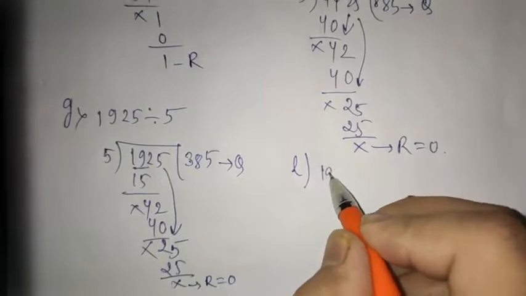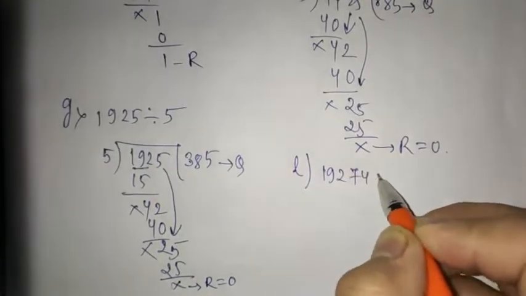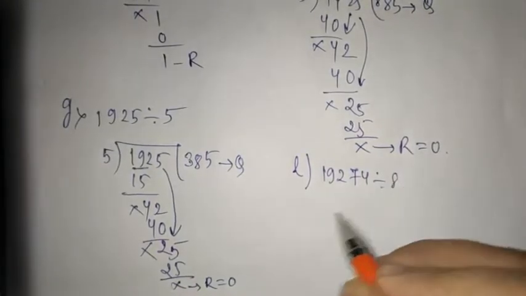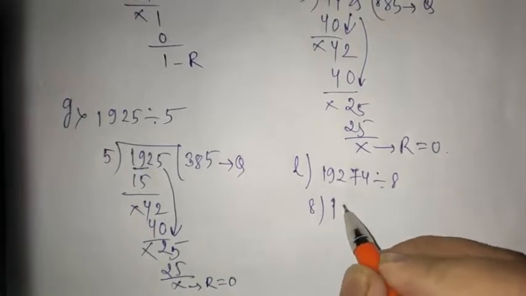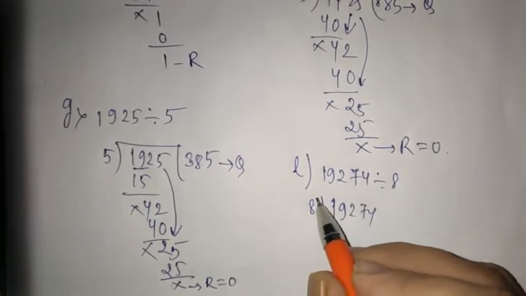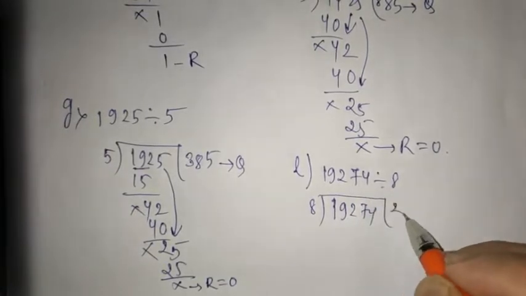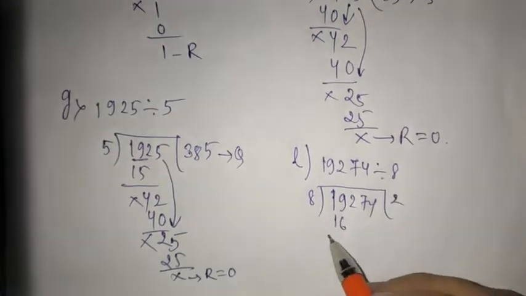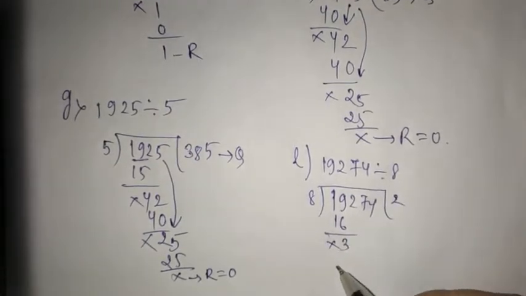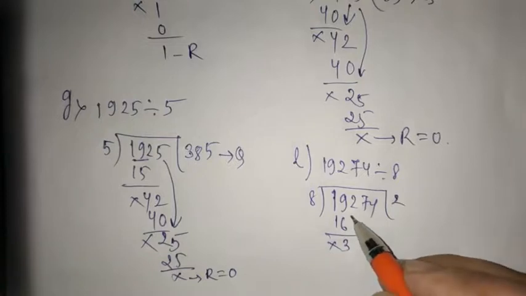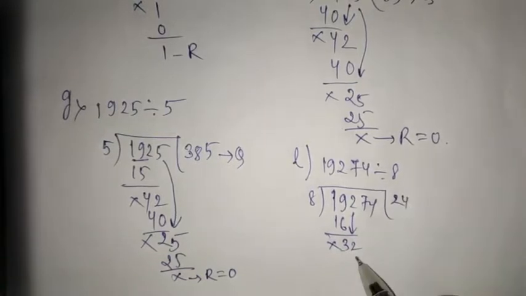So the question is 19274 divided by 8. So you have to divide this by 8. So 19274. Alright, 8 2s is 16. Yes. Now 9 minus 6 is 3. This 2 will come down. 8 4s is 32, right?